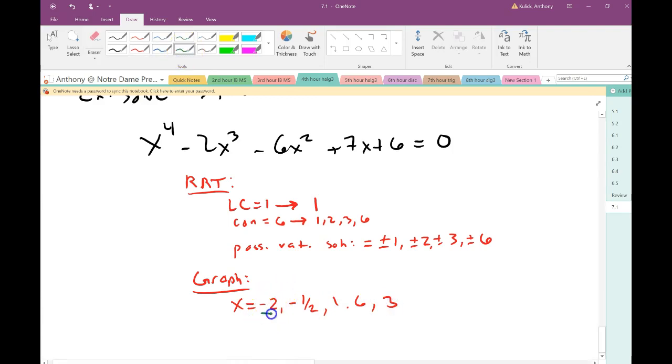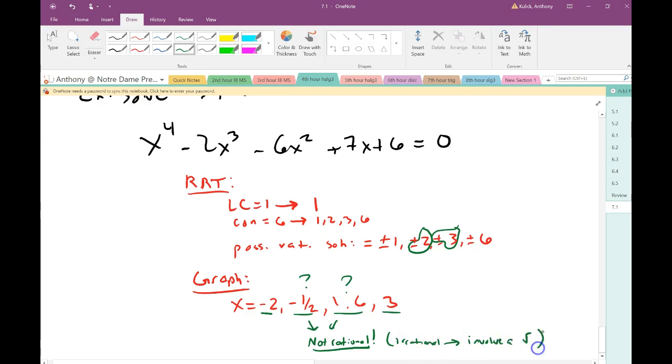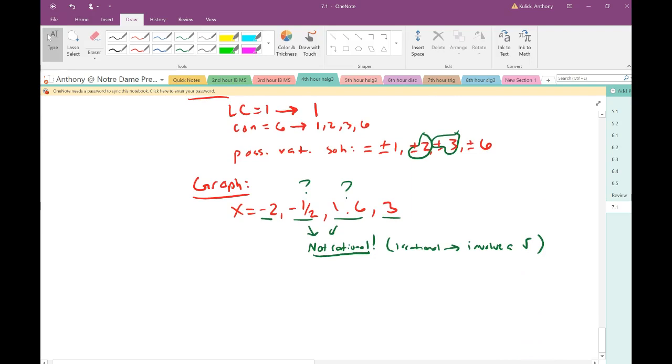So if I go and I compare these, I notice that -2 I have. This though I don't. This though I don't. And then positive 3 I have. So what is this saying about these guys? It's saying they're not rational. So that means they could be irrational, which probably means they involve a square root, that particular solution. But that's okay. We can get those still.